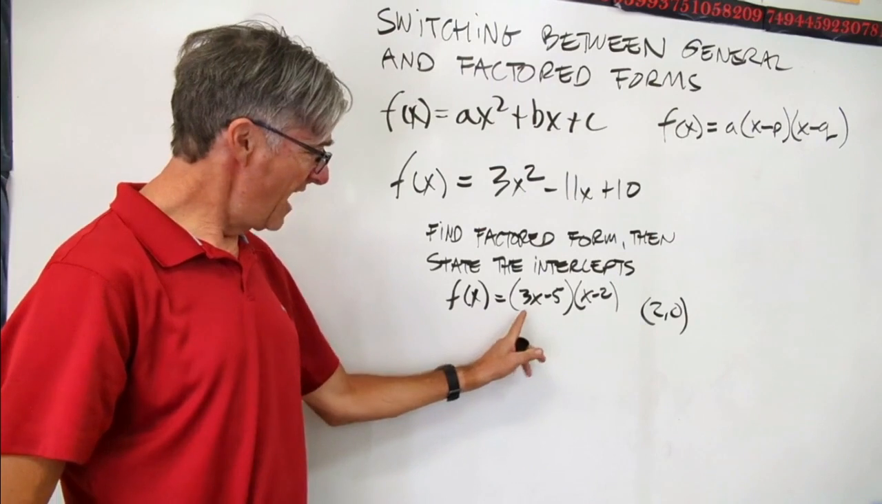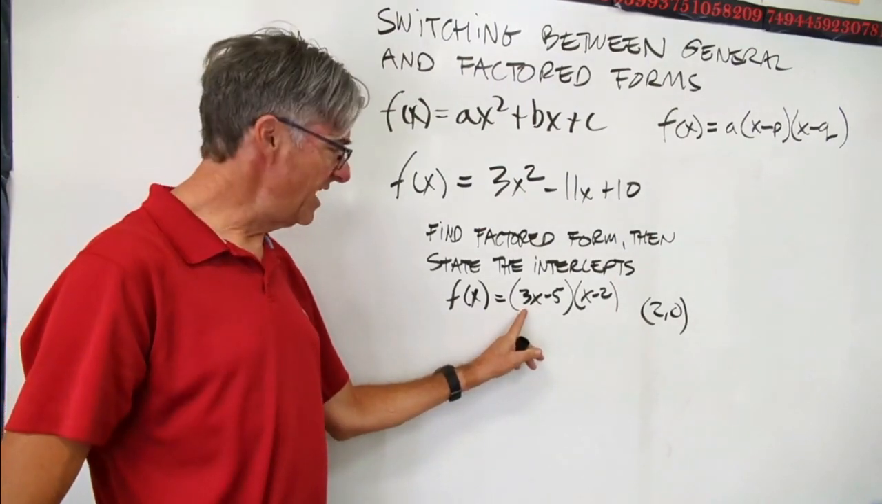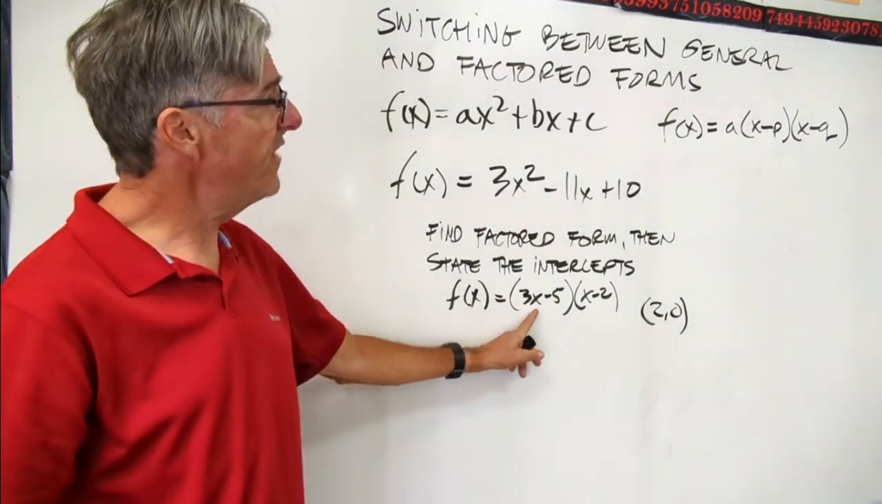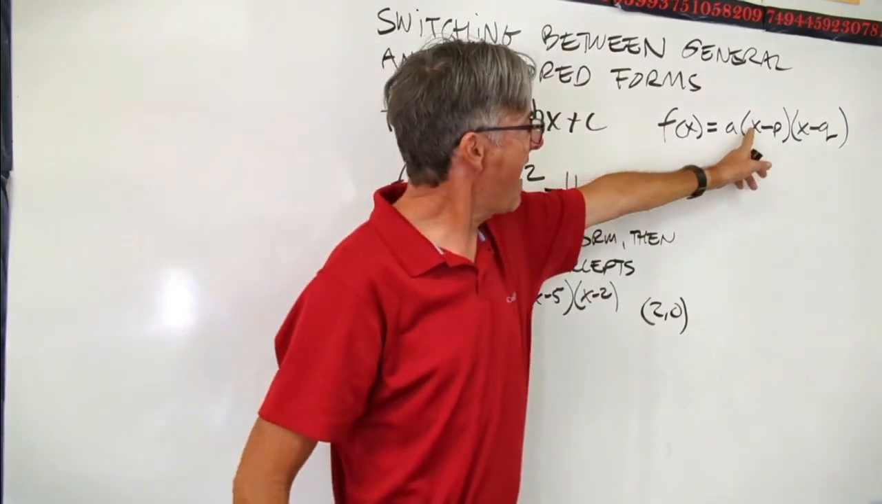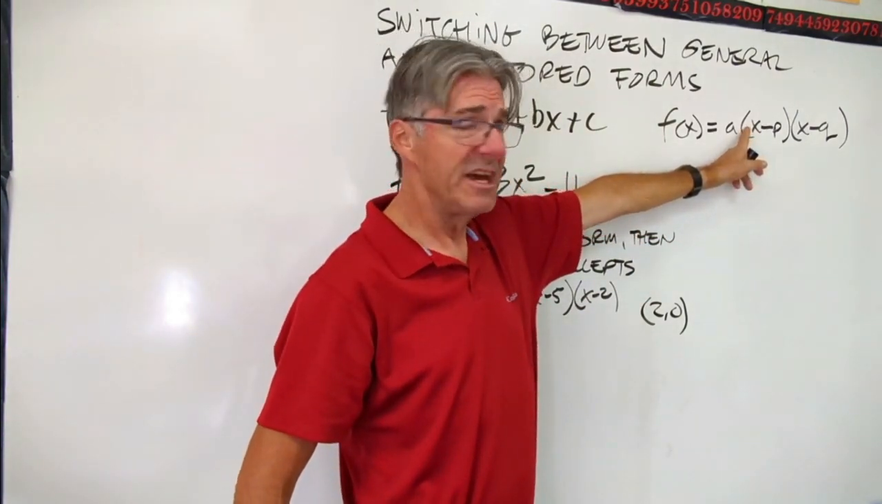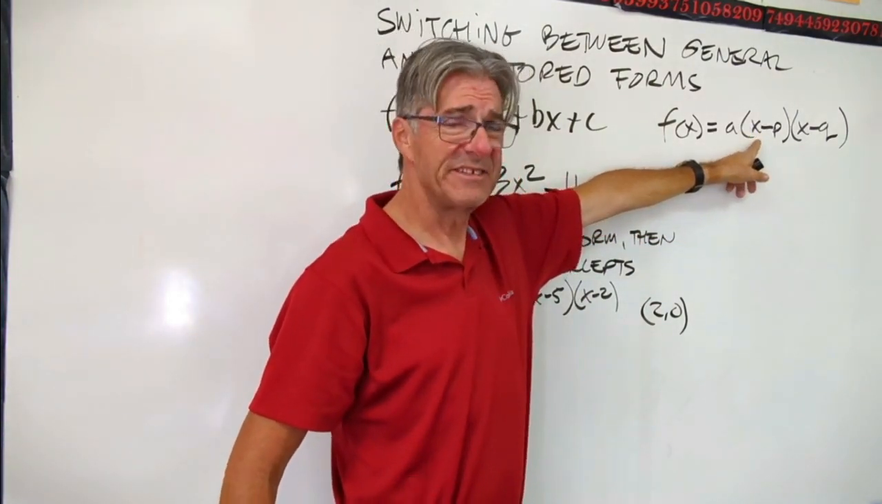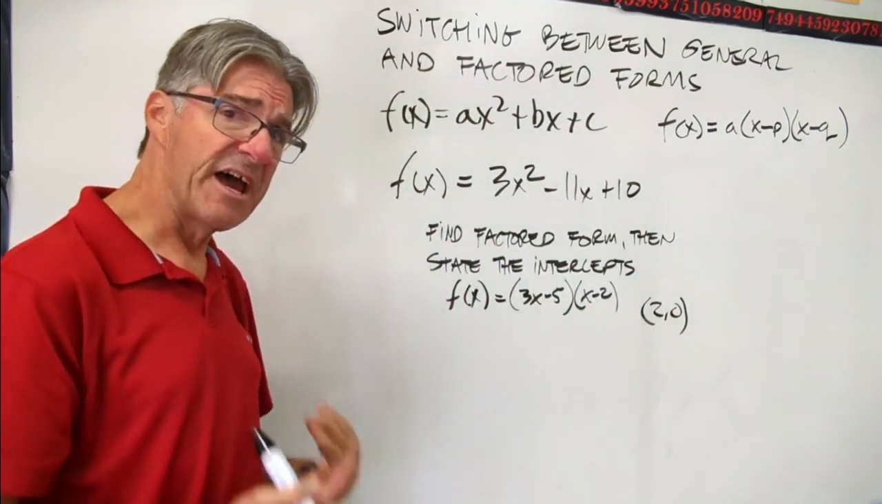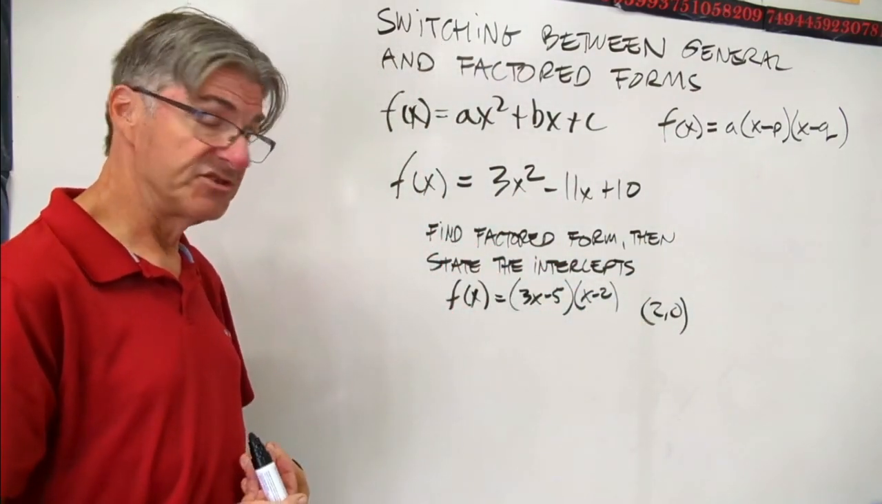However, this one, I've got a 3 in front of my x. And if you recall, my factorized form doesn't have a number in front of the x. It's just the x all by itself. So how might I address that issue?